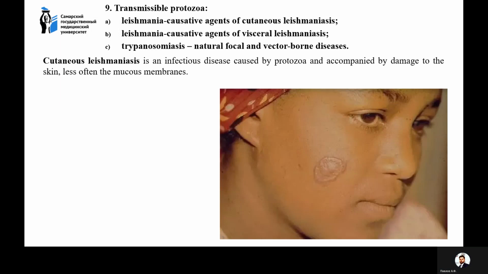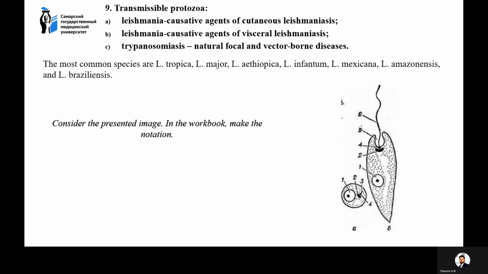Cutaneous leishmaniasis is an infectious disease caused by a protozoa and accompanied by damage of the skin, less often the mucous membranes. The most common species are Leishmania tropica, Leishmania major, Leishmania aethiopica, Leishmania infantum, Leishmania mexicana, Leishmania amazonensis, and Leishmania brasiliensis.